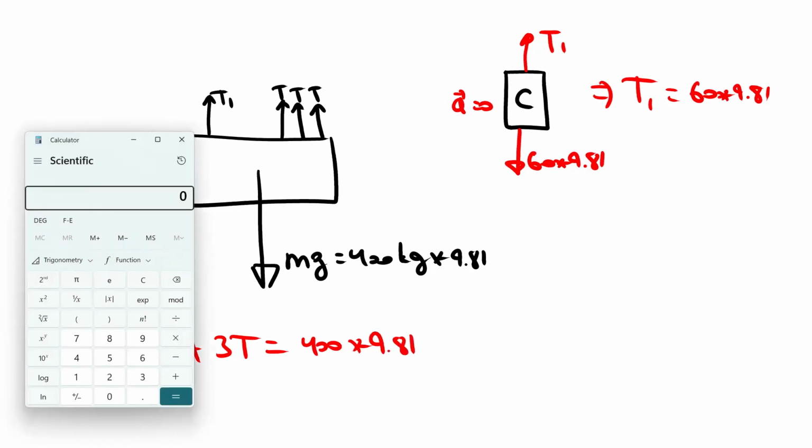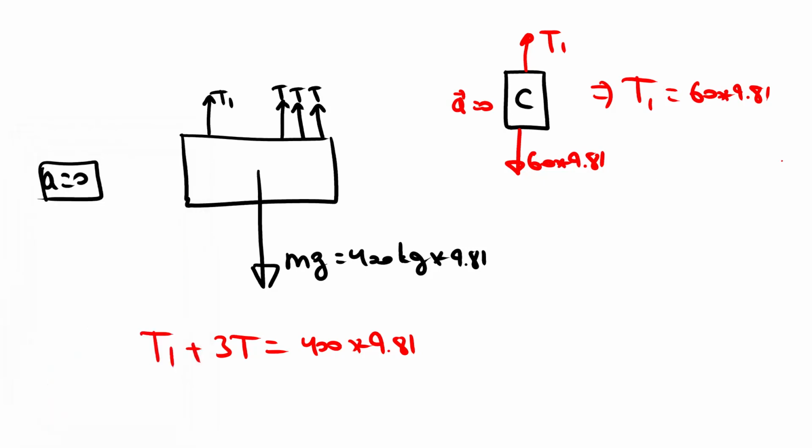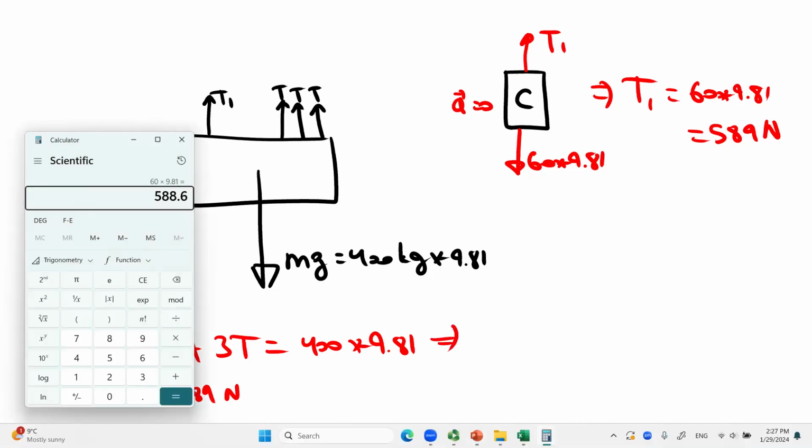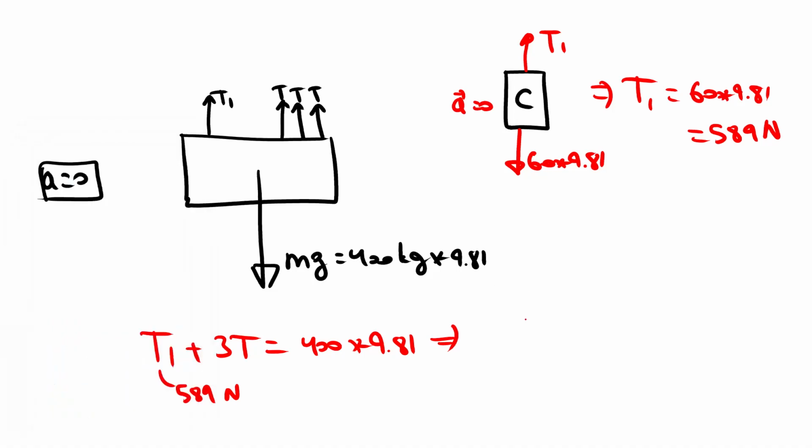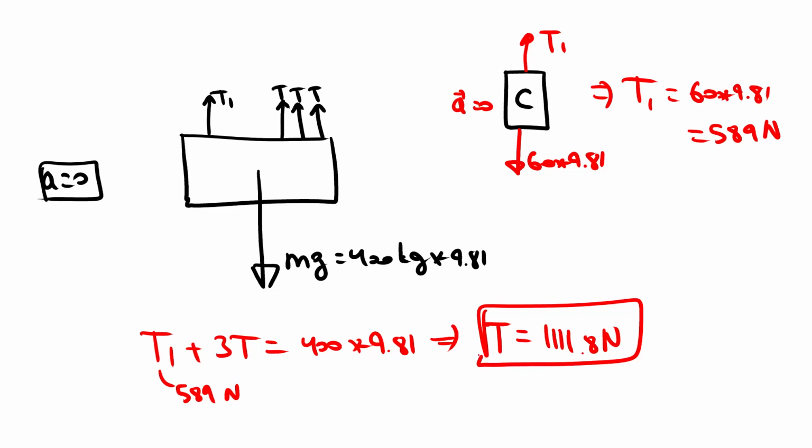Okay, so let's do that. 60 times 9.81, that's 589 newtons. Similarly here, it will be 589 newtons. And then from here, I can find that minus 400 times 9.81, that will be divided by 3. So the T value will be equal to 111.8 newtons. Okay, so I have the T value.